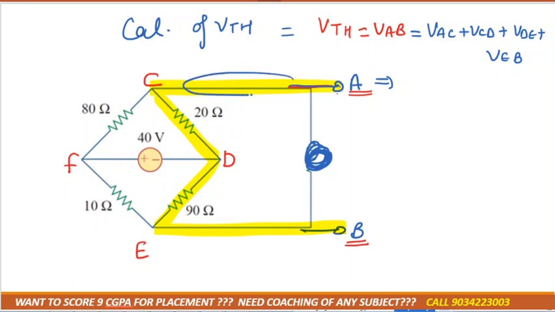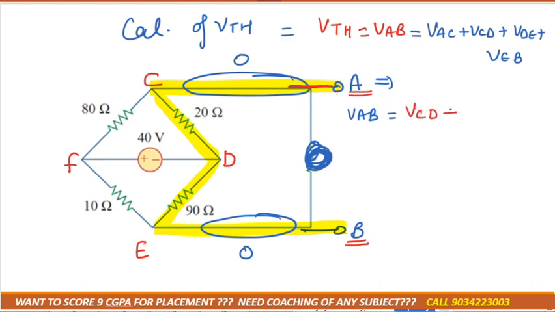VAC, as you can see, nothing is there, no resistance, no current, so its voltage is 0. Similarly, VEB voltage is also 0. So what we can write down? That VAB would be equal to VCD plus VDE, right? VCD is how much? That is ICD into RCD. VDE is how much? That is IDE into RDE. Correct?